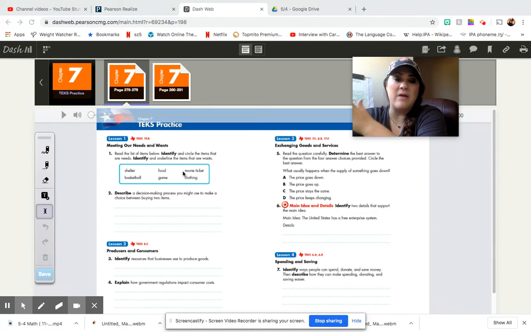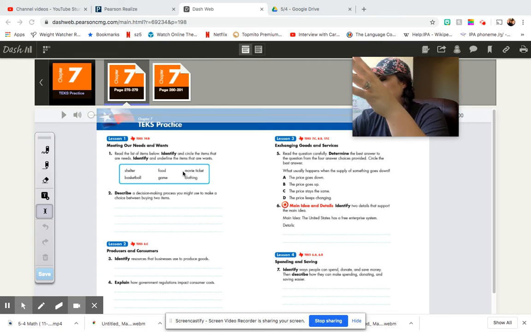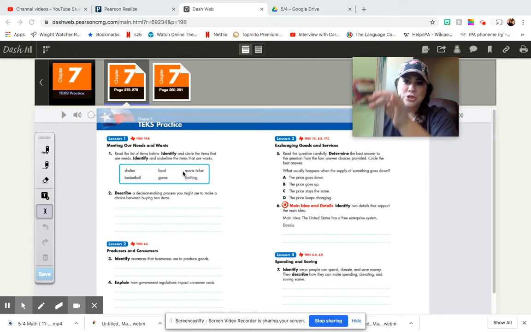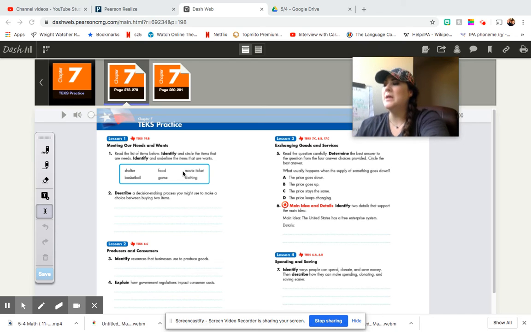And then explain how government regulations impact consumer costs. That's a hard idea to grasp. I encourage you to go back to page 255 and read the couple of paragraphs. It's literally titled Government and Consumer Costs. The very first couple of sentences say, the government affects how much consumers pay for a product. And one way the government impacts consumer costs is by regulating businesses. Regulations are rules. These rules are designed to protect consumers.